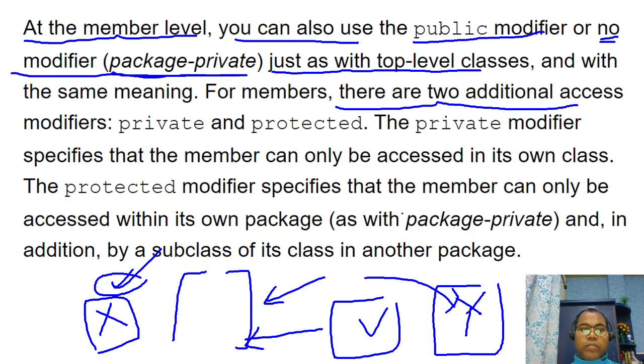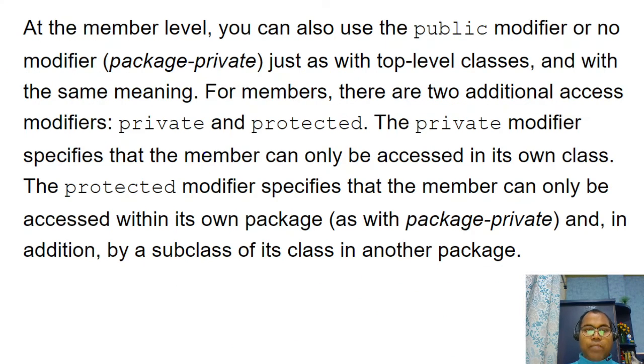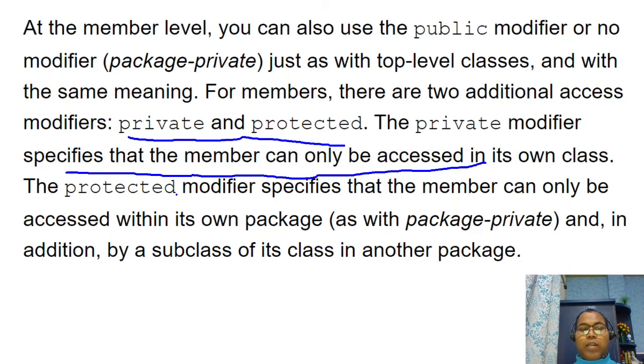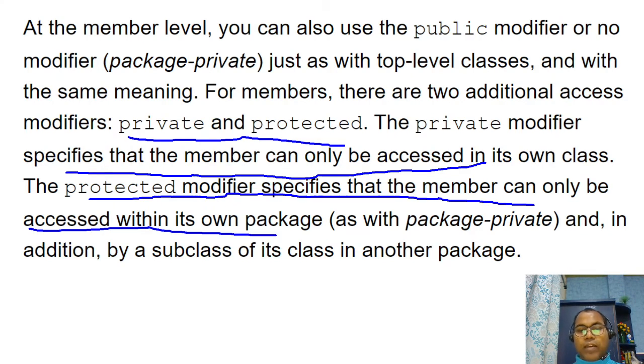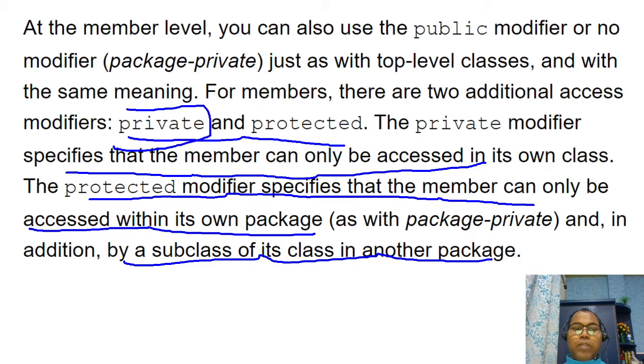Right? So be clear. But there are the private and protected modifiers. Private specifies the member can only be accessed within its own class, and protected specifies the member can only be accessed within its package, and by a subclass of it in another package. So here is the one concept about private. It's clear, this is only accessible inside a particular class.